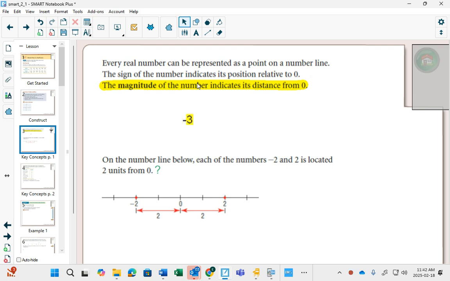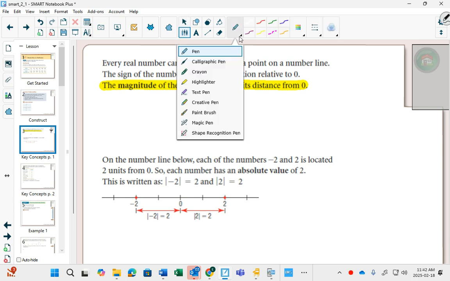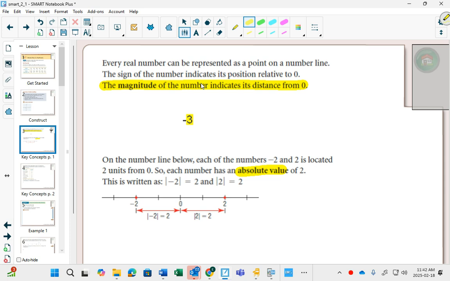So if you were at 2, your distance from 0 would be 2 units. If you were at -2, your distance from 0 is 2 units. And you might have seen this idea of an absolute value before. Have you seen this symbol in math before where they do 2 straight lines?